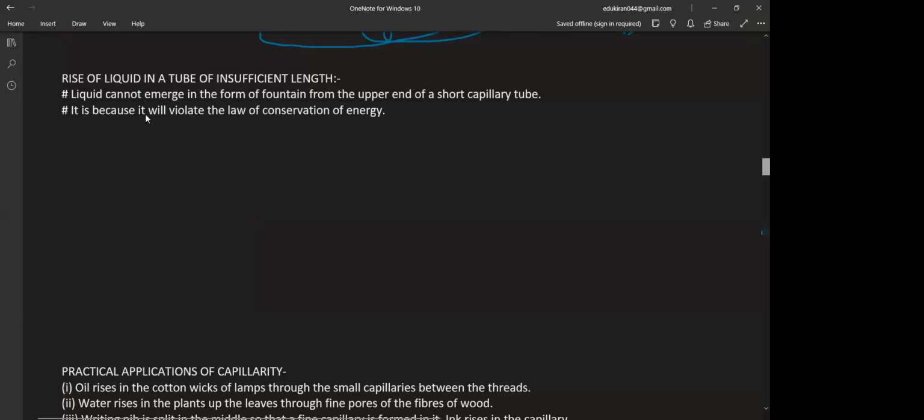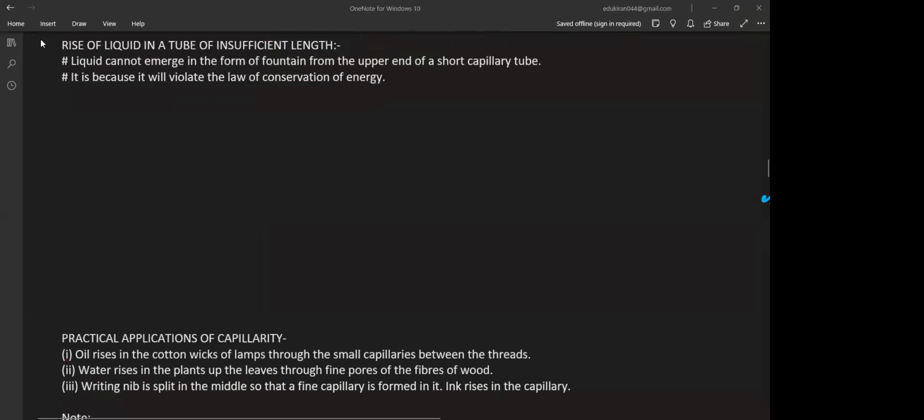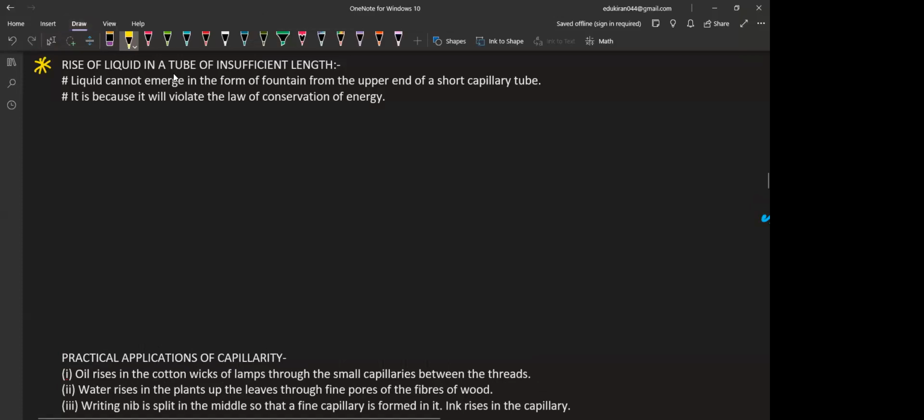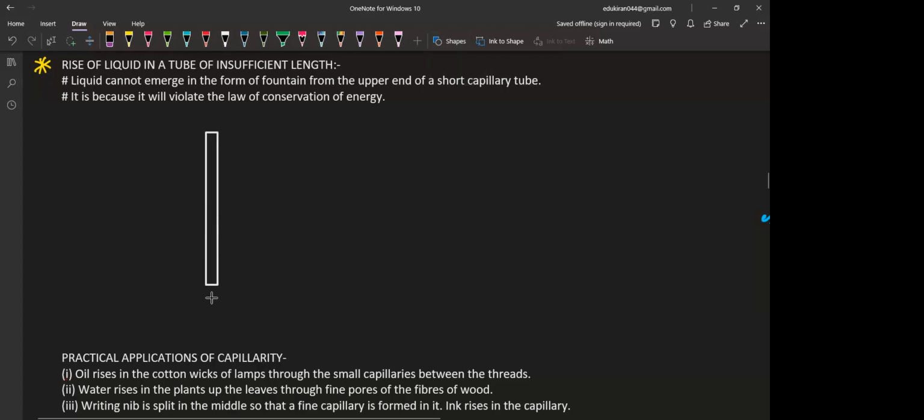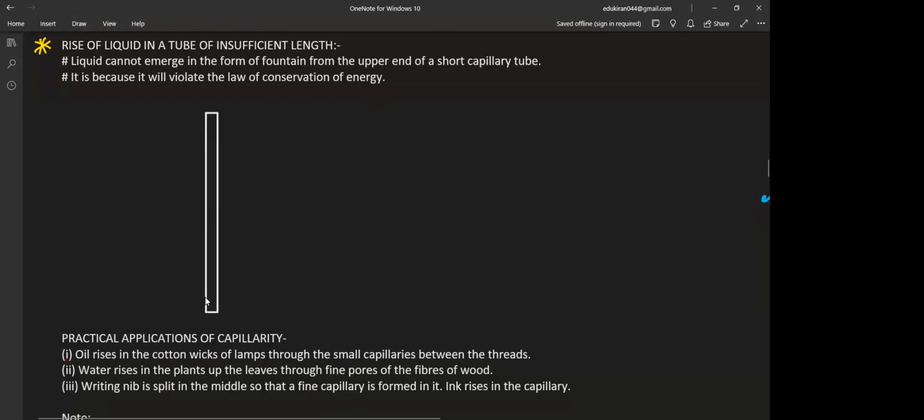Rise of this comes as a theoretical, conceptual question: rise of liquid in a tube of insufficient length. Usually this comes up when pressure differences are there and the liquid is getting filled up in the capillary tube. Suppose this is the capillary tube and the liquid is getting filled.